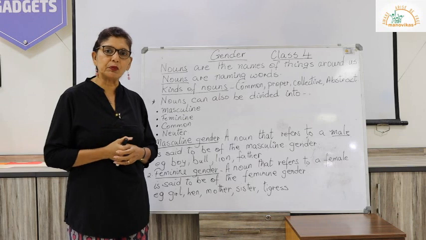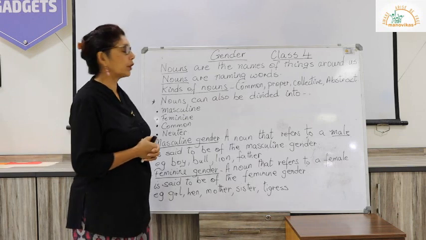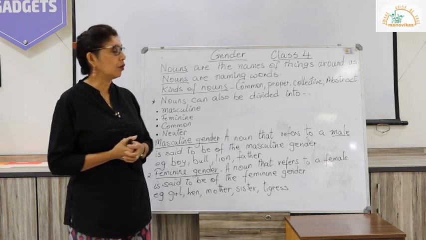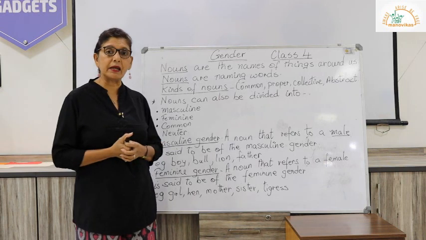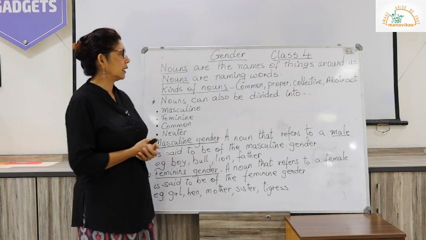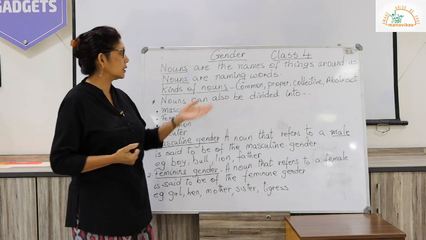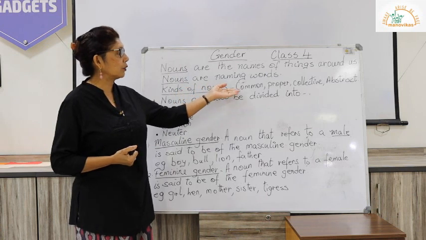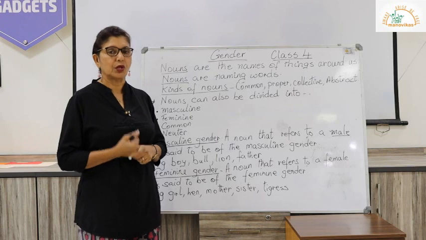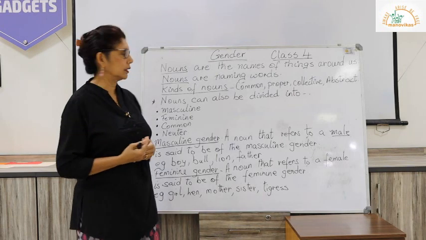Now in the earlier topic we had done nouns. What are nouns? Do you remember? Nouns are nothing but naming words, or nouns are the names given to the things all around us. Last time we had learnt nouns, common noun, proper noun, collective noun and abstract noun. Today we are going to go a little further.